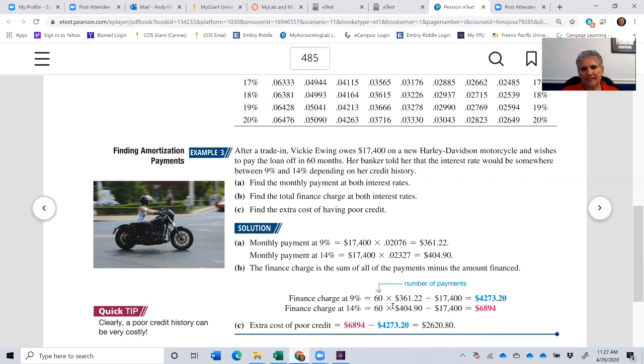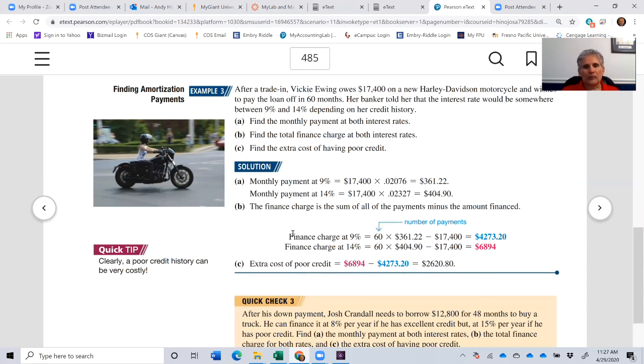Under the 14% option, she's going to be making payments of $404.90. That multiplied by the 60 gives the total amount she's going to be paying. We're going to subtract from that the principal, and that leaves us with the finance charge, or the interest that she's paying. By the way, finance charge and interest are used interchangeably, okay? Now the extra costs on poor credit: at 14%, she's going to end up paying $6,894, but at 9% with better credit, she'll end up paying just $4,273.20.